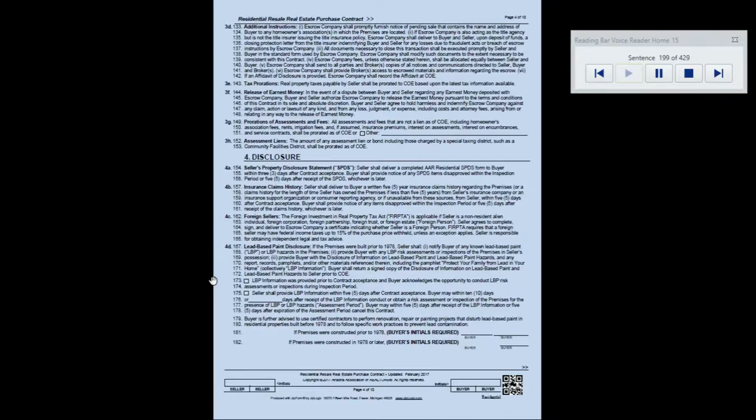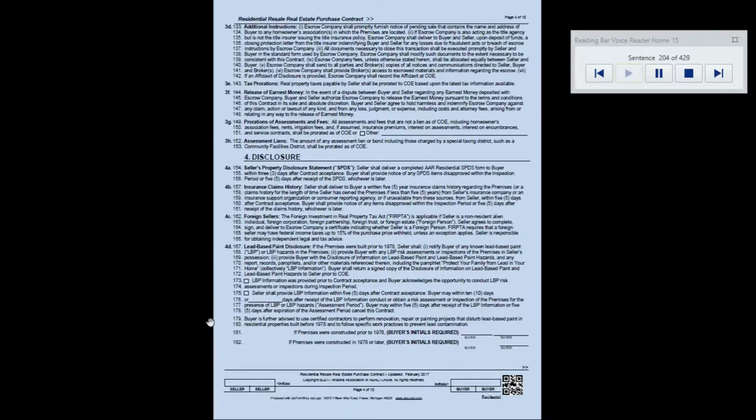LBP information was provided prior to contract acceptance and buyer acknowledges the opportunity to conduct LBP risk assessments or inspections during inspection period. Seller shall provide LBP information within 5 days after contract acceptance. Buyer may within 10 days or days after receipt of the LBP information conduct or obtain a risk assessment or inspection of the premises for the presence of LBP or LBP hazards. Assessment period. Buyer may within 5 days after receipt of the LBP information or 5 days after expiration of the assessment period cancel this contract.